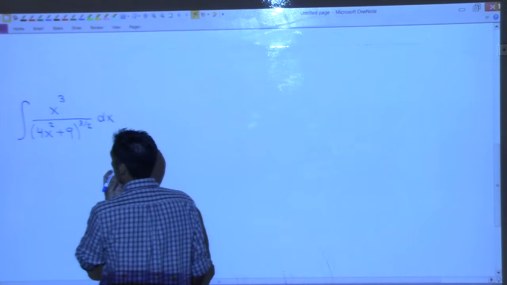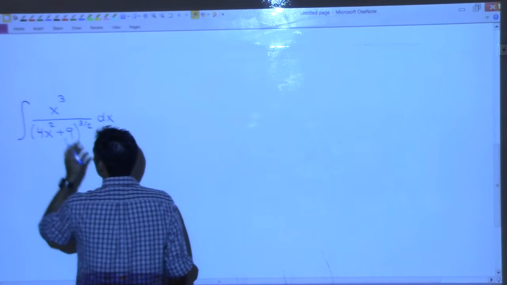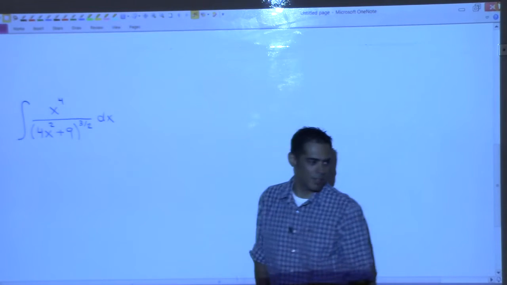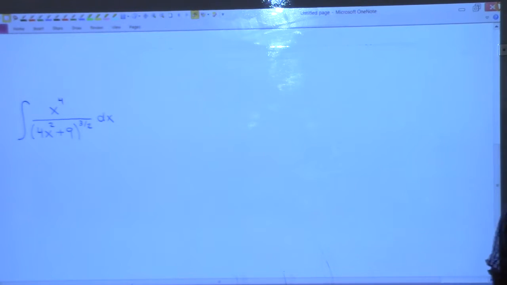I want to force us, so let's just change that to x to the 4th. Now your U sub's pretty much dead because you can peel off an x, but you're left with an x cubed. And then you can't do anything with that x cubed.